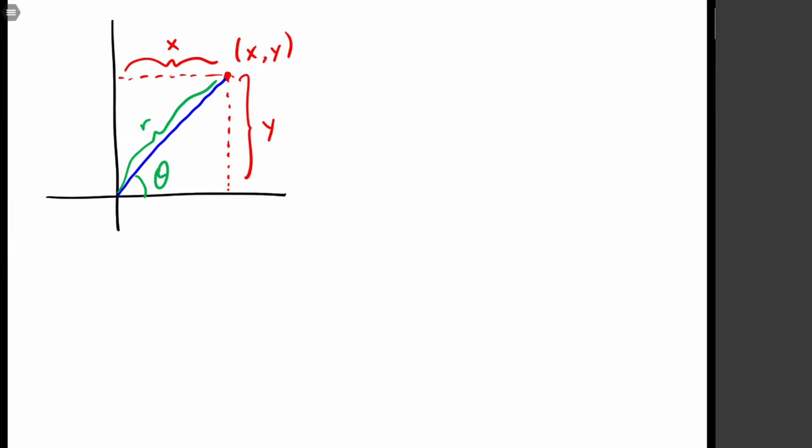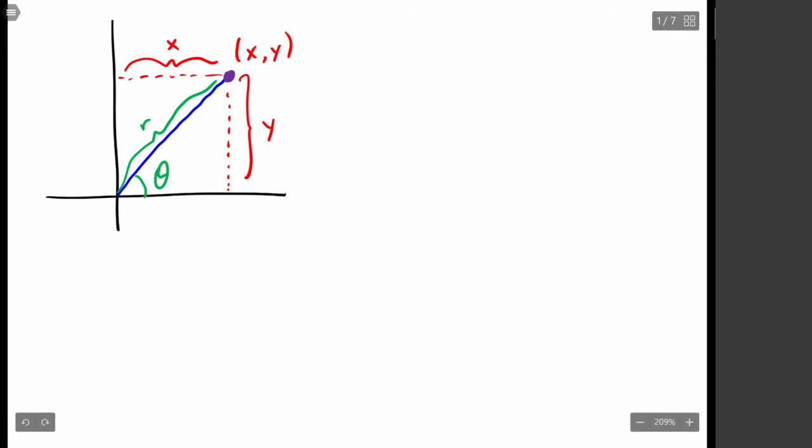Okay, so let's start talking now about how we can convert between Cartesian and polar coordinates. How do we relate them to each other? So here we have our point. Let me even change the color of the point here. We have this purple point here.